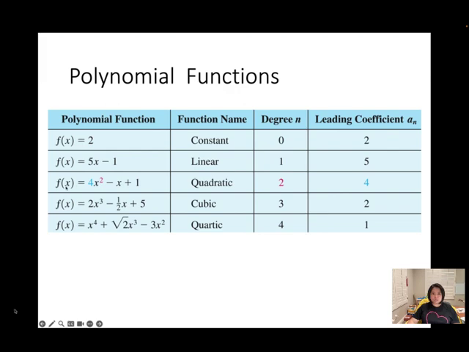This one we call a quadratic equation. The highest degree is 2, so n equals 2, and the leading coefficient is 4. This is the cubic equation. The degree is 3, n equals 3, which is the highest degree, so the leading coefficient is 2. Make sure you remember that for polynomial functions, we always write the degrees in descending order.